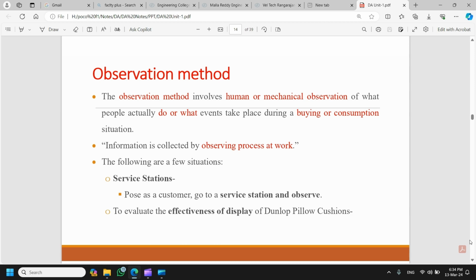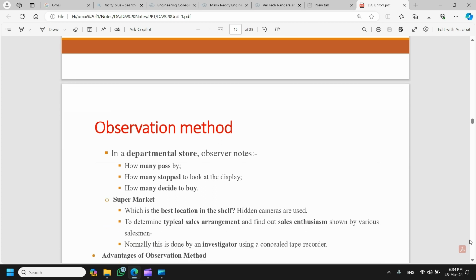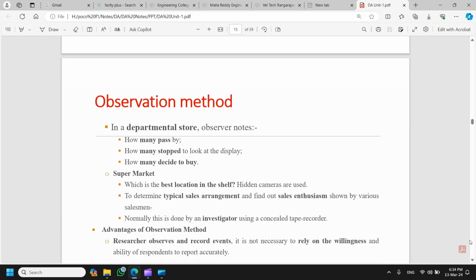To evaluate the effectiveness of a display and the flow of customers, a department store is one example, and a supermarket is also an example. The best location has to be selected, and a hidden camera is also used to determine how the sales arrangements are done. Sales enthusiasm depends on the salesman. Normally this is investigated using a tape recorder.